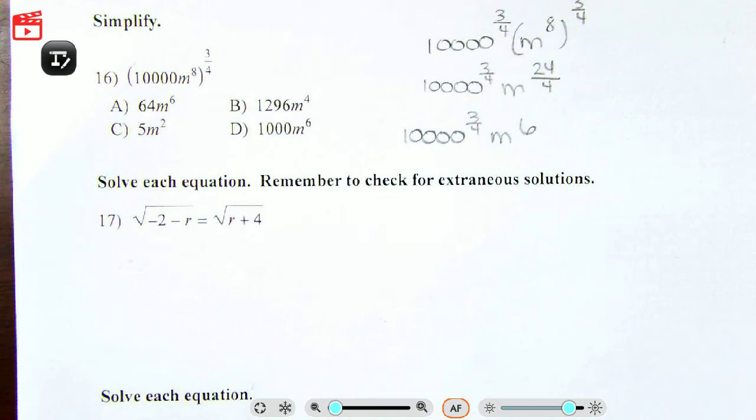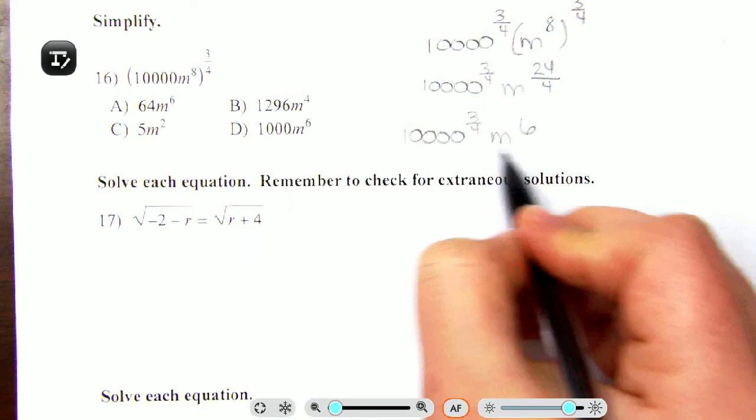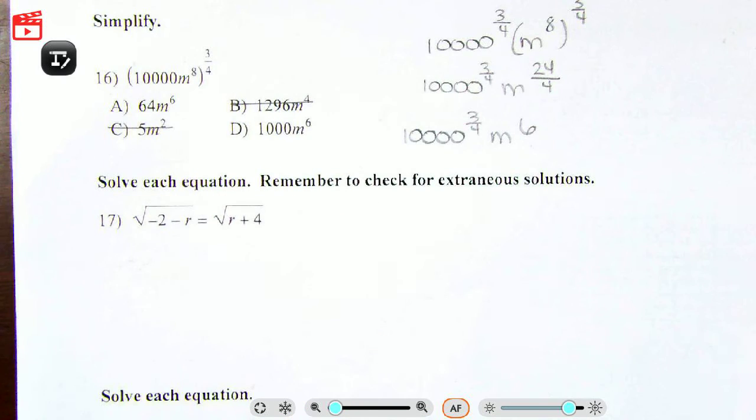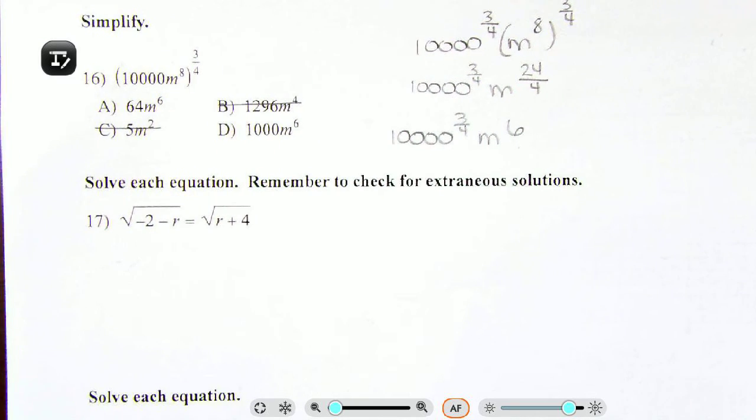Again, process of elimination. Since we know m is to the 6th power, we know b is not the answer. We know c is not the answer. It's either a or d. If you were going to guess, you've got a 50-50 shot, I'd probably go with d, but let's make sure that we know how to solve it, so we're not guessing on our examination.